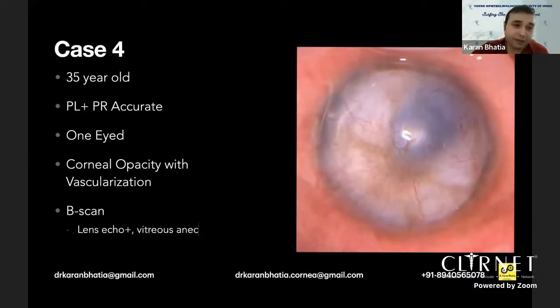This is another case of a 35-year-old one-eyed patient, corneal opacity with vascularization. The B scan was anechoic.